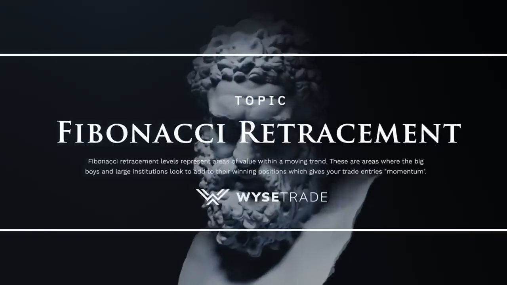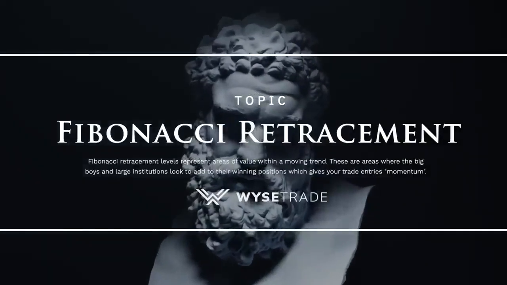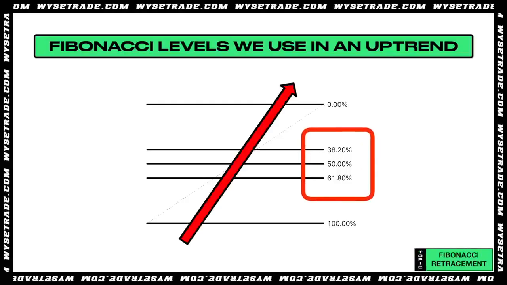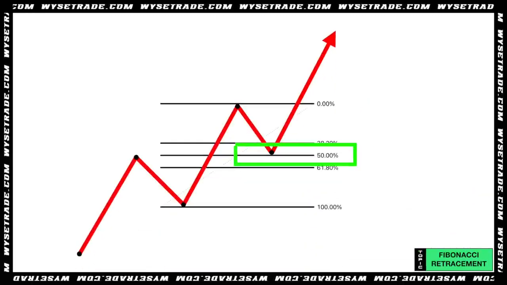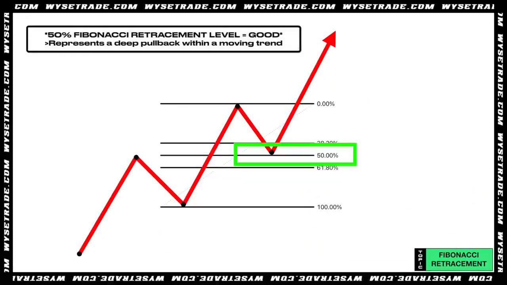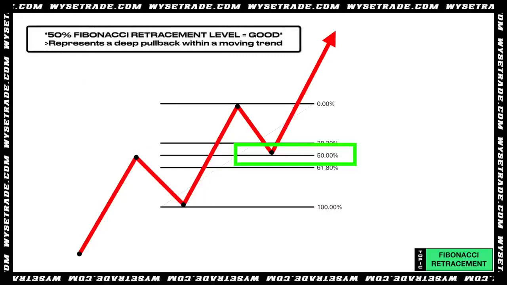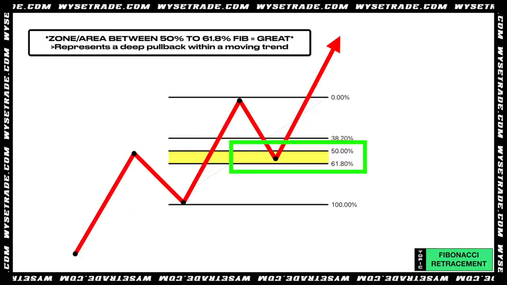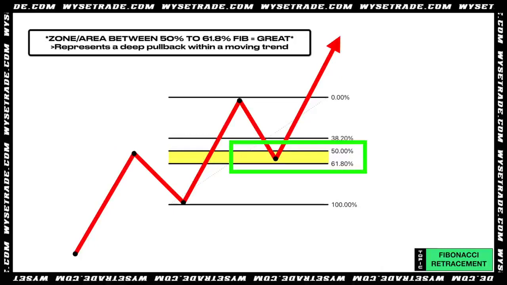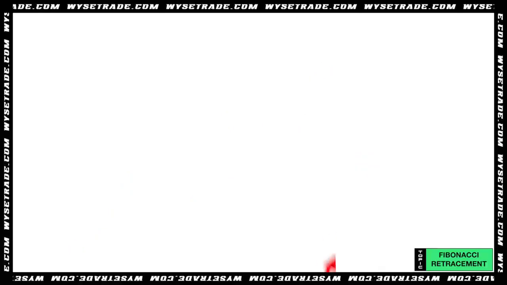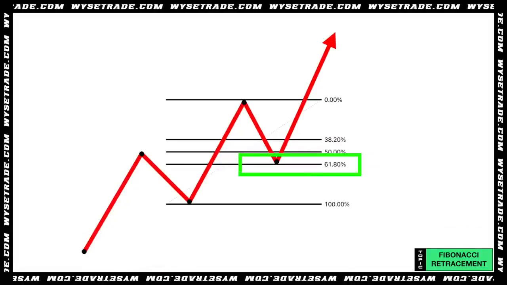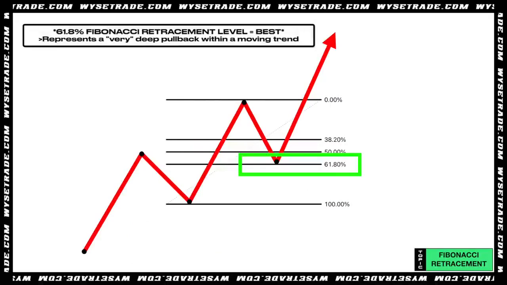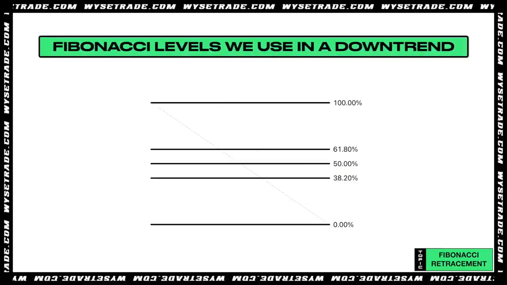Starting with Fibonacci retracement. So in an uptrend, these are the Fibonacci levels we look for. First, the 50% Fibonacci level, which is what we call good because it represents a deep pullback within a moving trend. Next is the zone and area between 50% Fib and 61.8% Fib, which is what we call great because it represents a deep pullback within a moving trend. Then we have the 61.8% Fibonacci level, which is what we call best because it represents a very deep pullback within a moving trend.